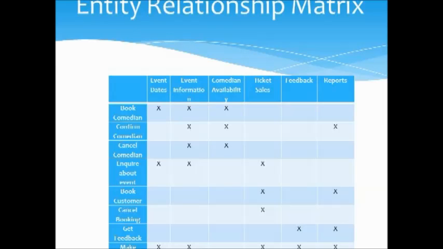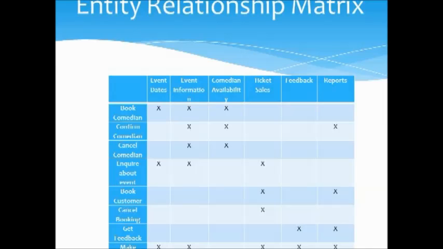Now the first process I had on the left is book comedian, which links to the event dates, event information and comedian availability. The confirm comedian has to look at the event information, comedian availability, and also has to look at reports to make a report at the end. The cancel comedian looks at the event information and comedian availability. Next one is the inquire about event. The inquire about event has to look at the event dates, event information and ticket sales.